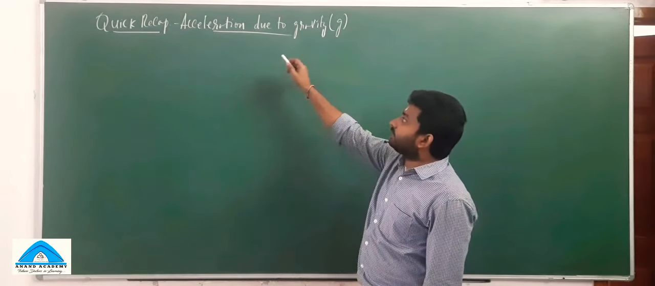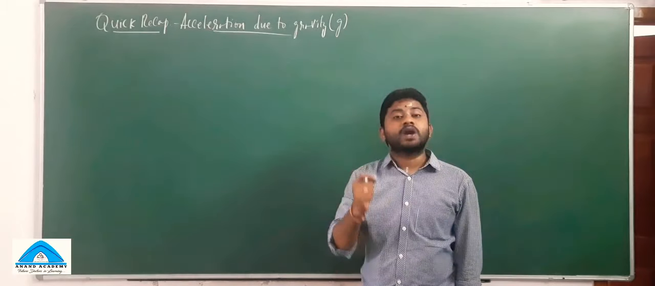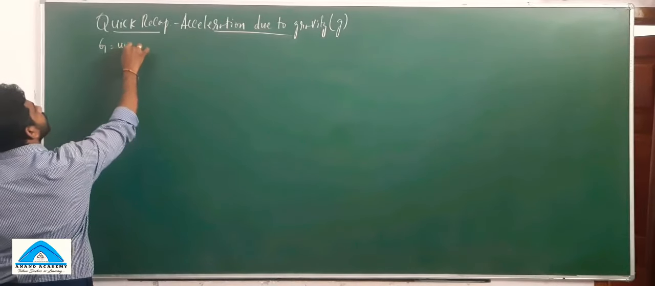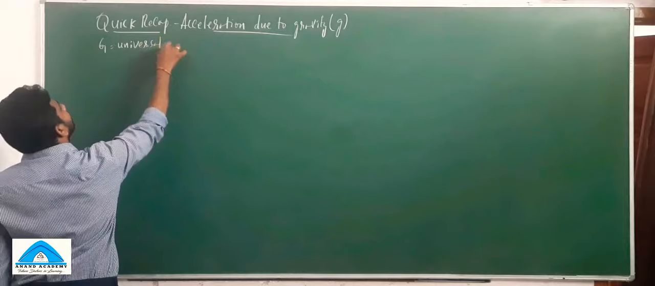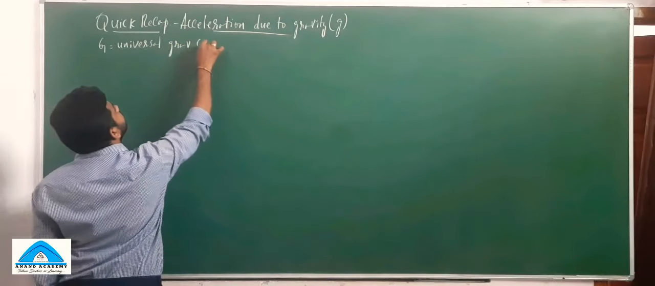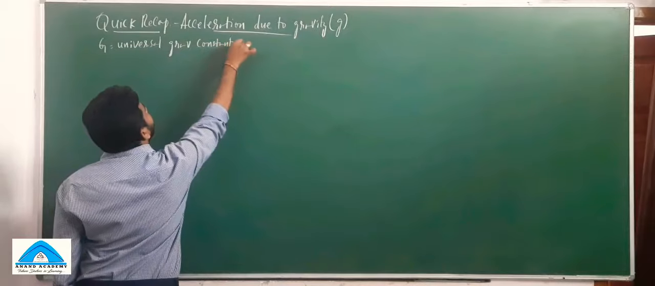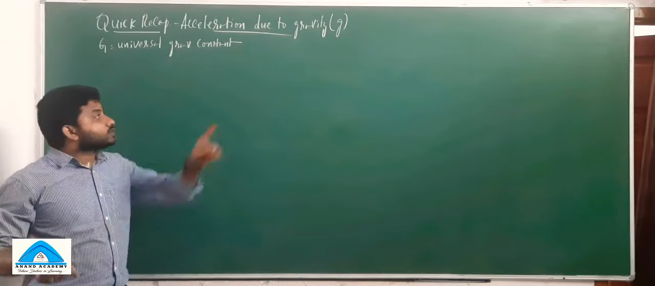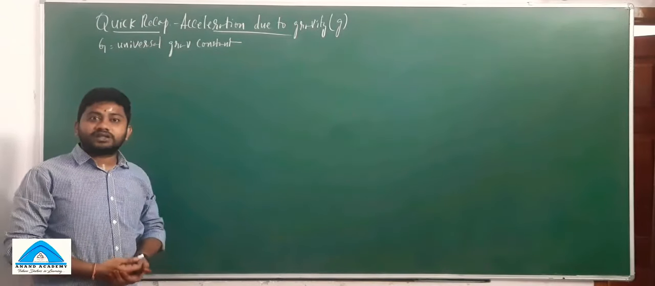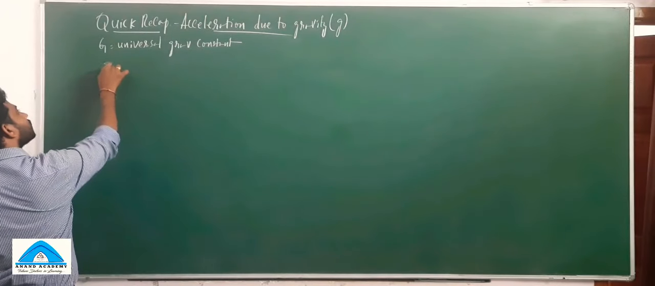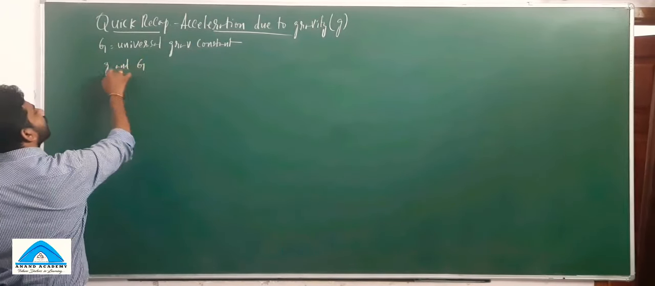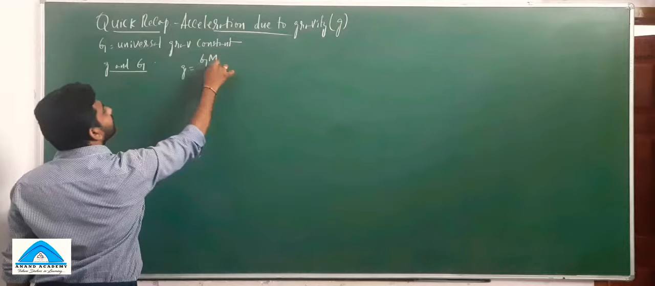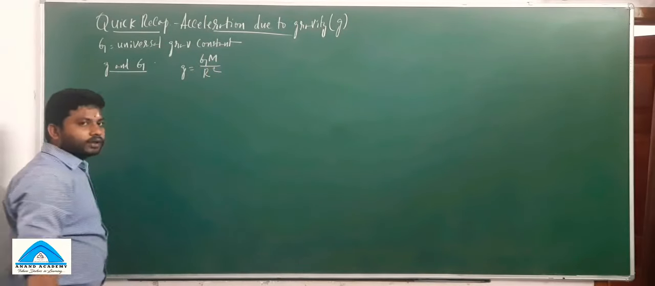Acceleration due to gravity is denoted with the symbol small g, whereas capital G, as we had already discussed, is the universal gravitational constant. In the last class, our major discussion was the relation between small g and capital G. Small g is equal to capital G, capital M by R square. I hope you could recollect it.